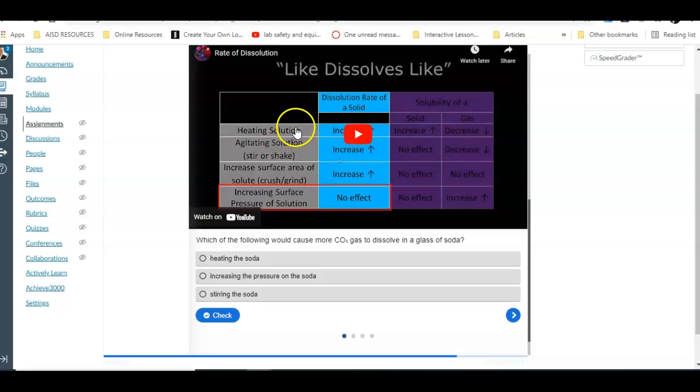All right, and also watch this video on like dissolves like, in the sense that if it's polar, polar will dissolve polar, non-polar will dissolve non-polar. Polar cannot dissolve non-polar. Therefore, when you put non-polar in polar, there's not going to be any effect on solubility of the substance. Whereas if you put it in polar, that will affect positively the solubility of the substance.